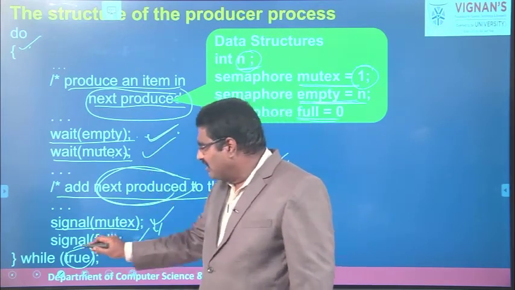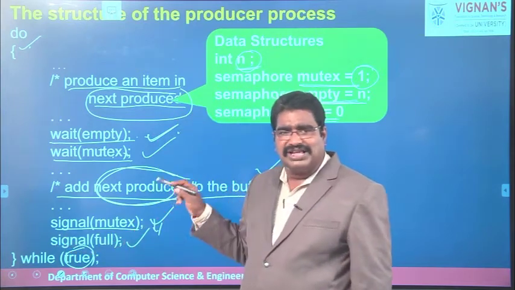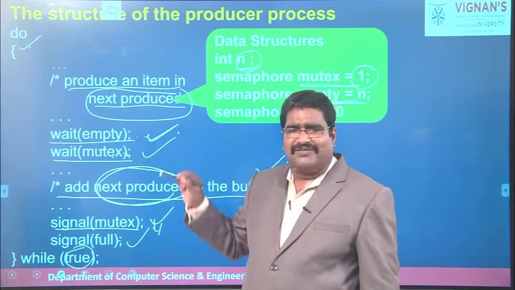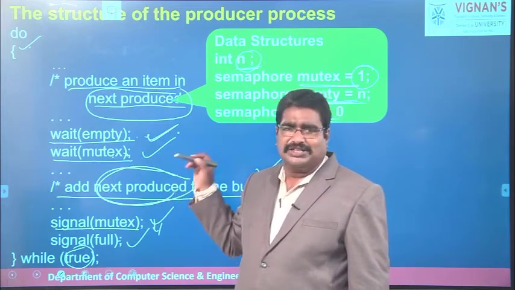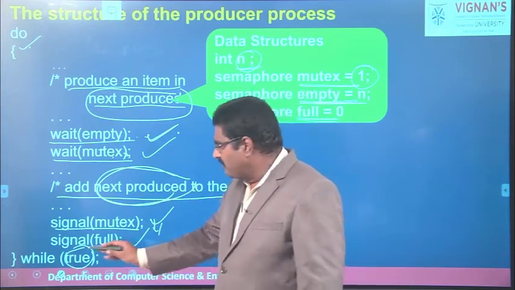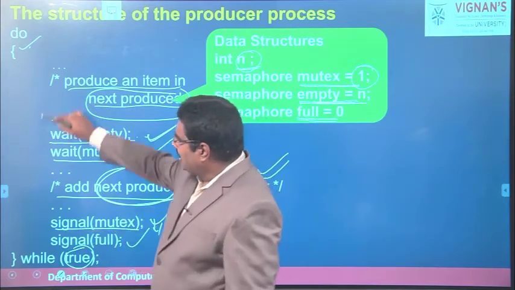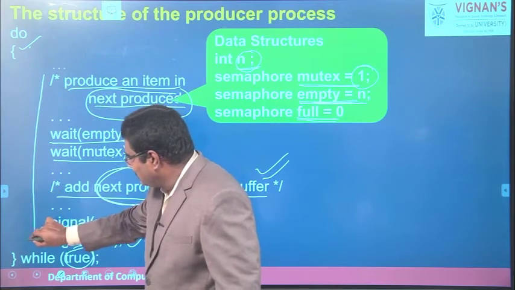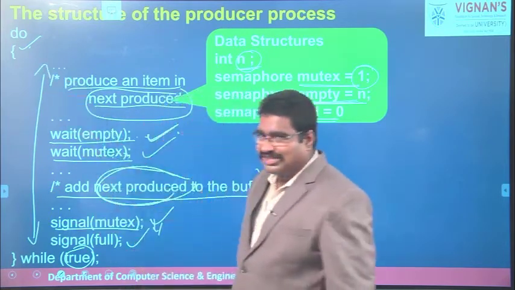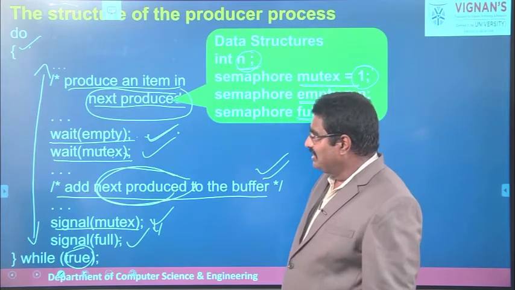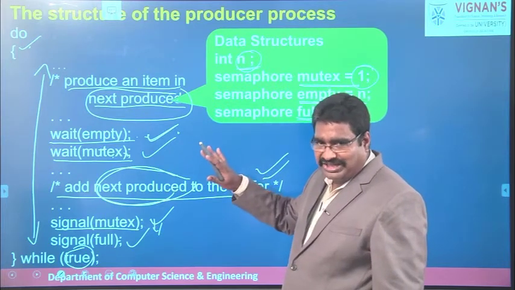Once it is completed, one item is already placed, so we are giving the signal full. Full is a counting semaphore, its value is initially 0. Every time we place one item, the full value is increased by 1. For increasing it, we are using the signal full, and this entire process is repeated infinitely. For that reason, these statements are placed in a do while loop. I hope you understand what code is required for the producer process.